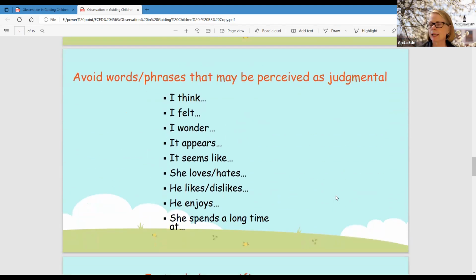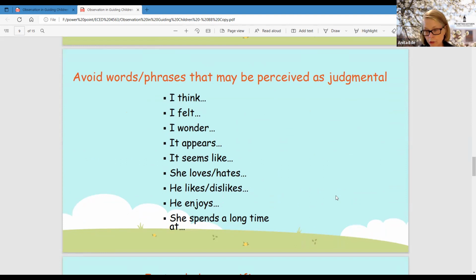Avoid phrases that can be deemed judgmental. I think such and such and such. We don't need to know what you're thinking. We just need to know what you saw. I felt like she blah, blah, blah. Again, we don't need to know what you're feeling. Just tell me what you're seeing and hearing. I wondered, don't need to know what you're wondering about.